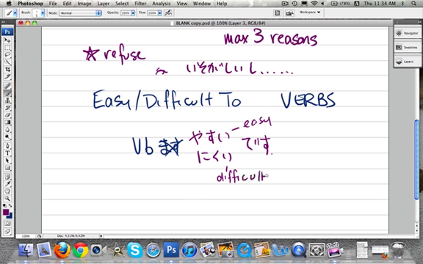Now, this is translated into English in many ways. For example, my t-shirt is comfortable to wear is T-shirt wa kiyasui desu. I find it tough to eat bananas. Banana wa tabenikui desu.